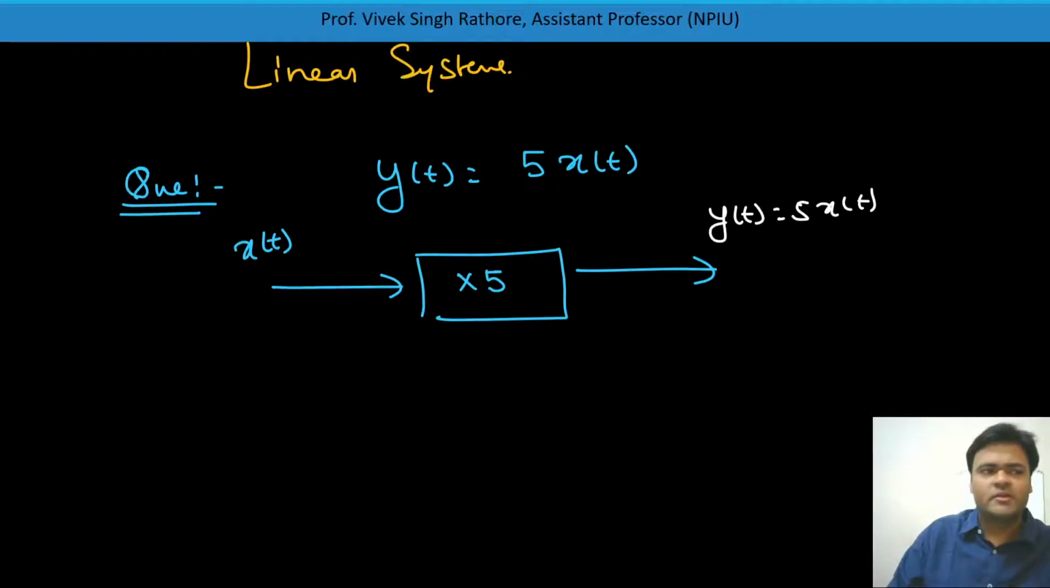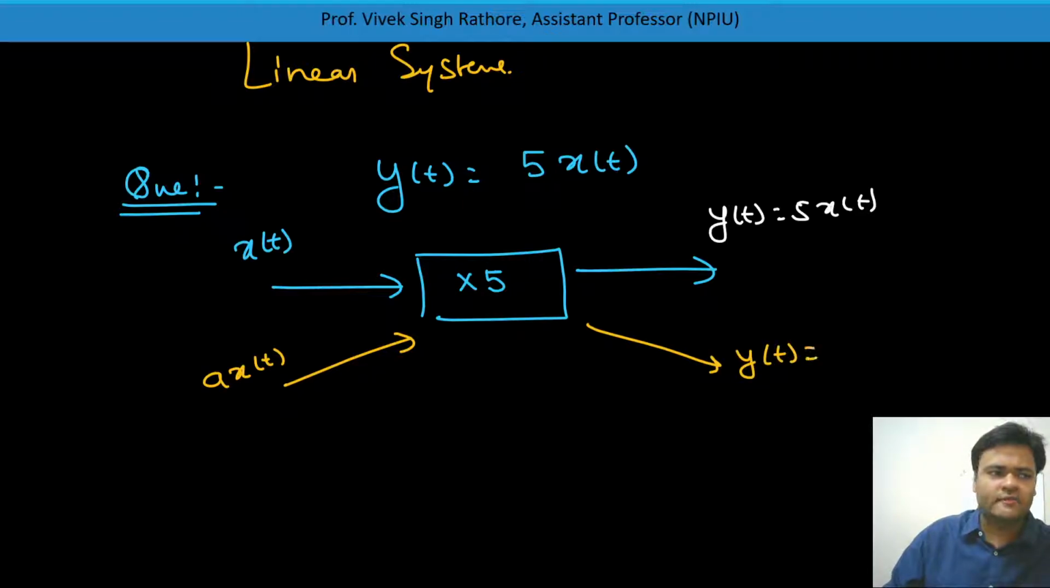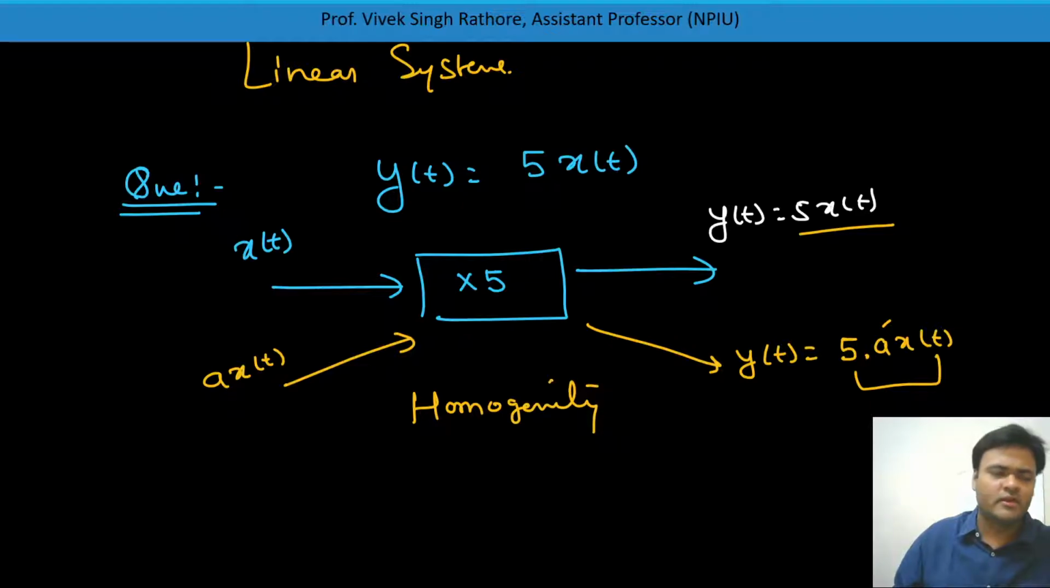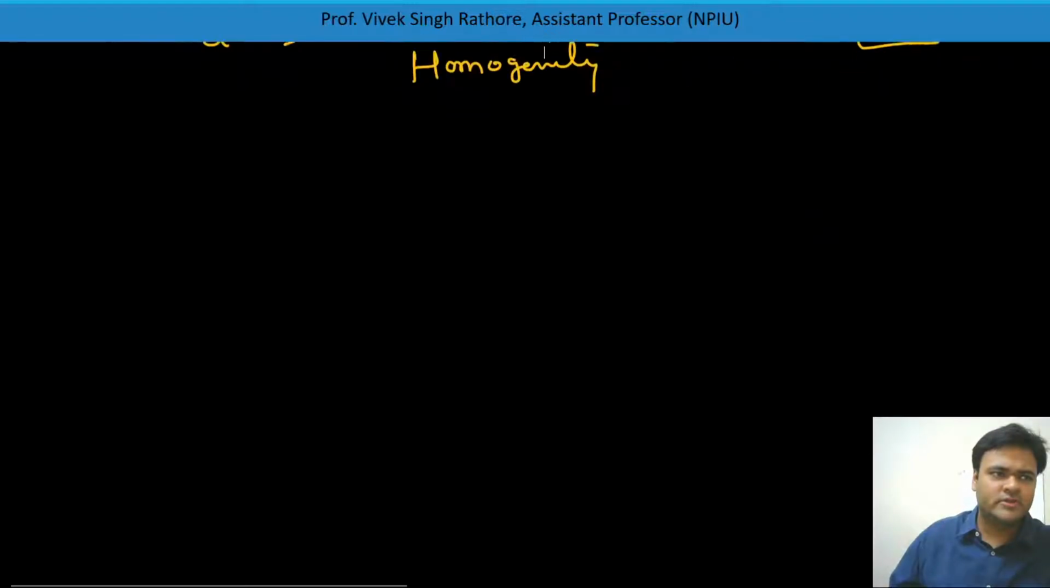Simple concept. So if you multiply a into x(t) with this system, it will just multiply 5 in front of it, so y(t) will come as 5 into a x(t). So can you say that it is 5x(t) and just a multiplied? Now you can say that it satisfies the homogeneity principle.